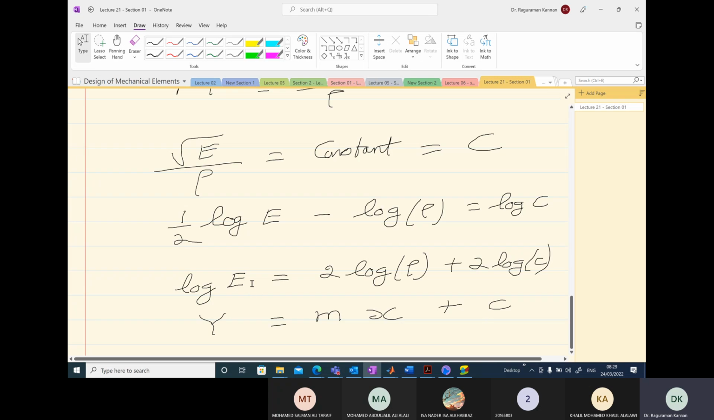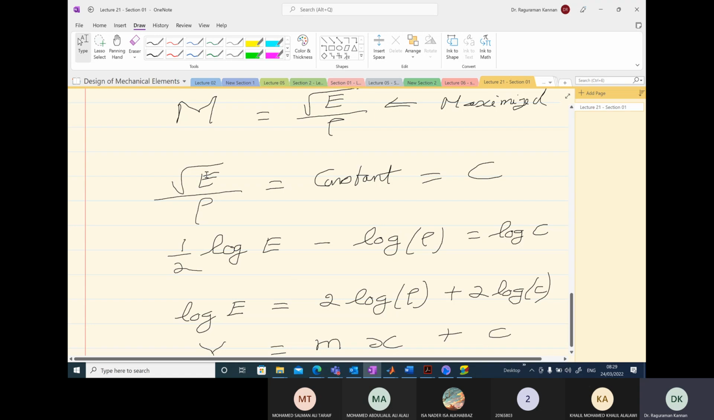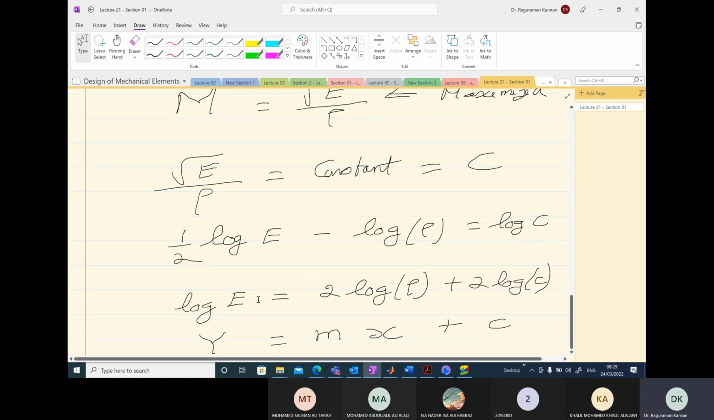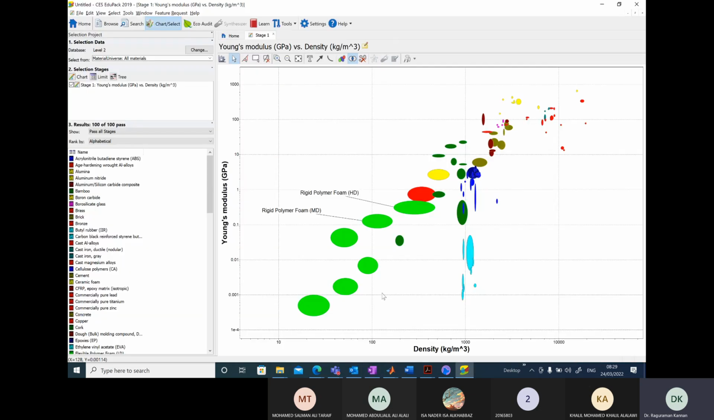On the y scale, if I move one division, it will be equivalent to moving two divisions on the density scale. So in other words, if I want to move up where the ratio square root of E over rho is constant, then I have to draw lines in such a way that if I move one division above in y, I have to move 2 divisions in rho. So that gives us the idea on how to draw the lines.